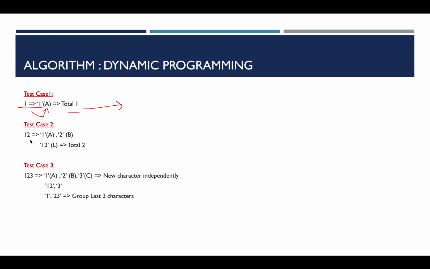Let's look at the 12 case. There are two ways in which you can decode it, A comma B and 12. Again, similar to the one specified in the question. For 123, all characters can be treated independently, 1, 2, 3. Here the third character is treated independently. This is a special case where the last two characters are grouped together and one is treated separately. So 1 comma 23 becomes the third combination.